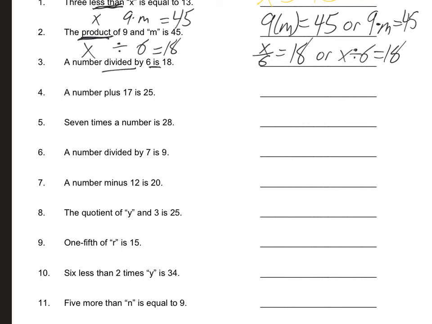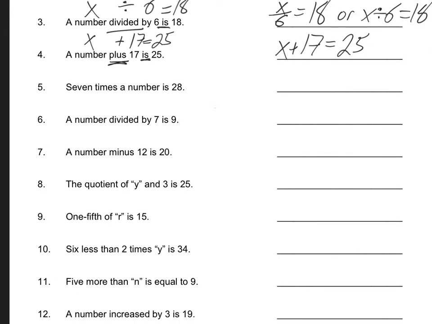Okay, so we should have gotten x plus 17 equals 25. If you got that, good. If not, let's talk through it. A number plus means that we are adding, is means equals, so 25. A number is any letter, so I could have picked A, B, C, any letter. I just use x normally. So x plus 17 equals 25. Good. Go ahead and try the next one.